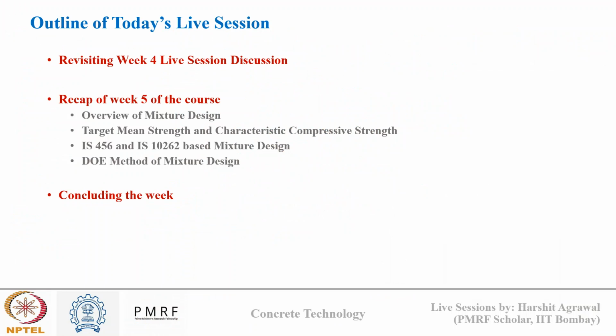The week 5 content that we'll discuss today is about mixture design of concrete, which is divided into the following subsections for today's discussion. So we'll start with an overview of mixture design. Then we'll discuss target mean strength and characteristic compressive strength. We'll discuss IS 456 and IS 10262 based mixture design of concrete. And finally, we'll talk about the DOE method of mixture design.